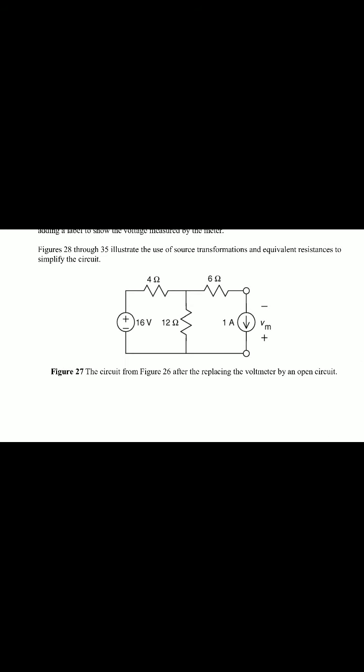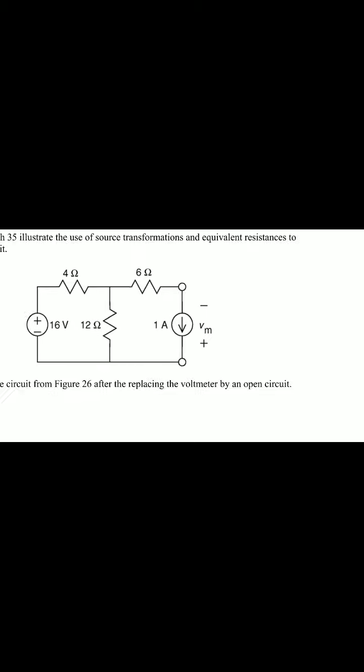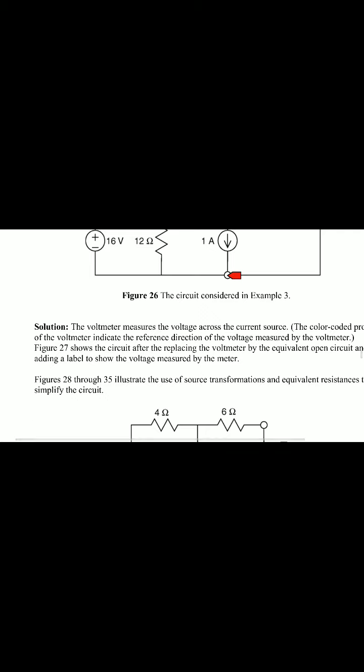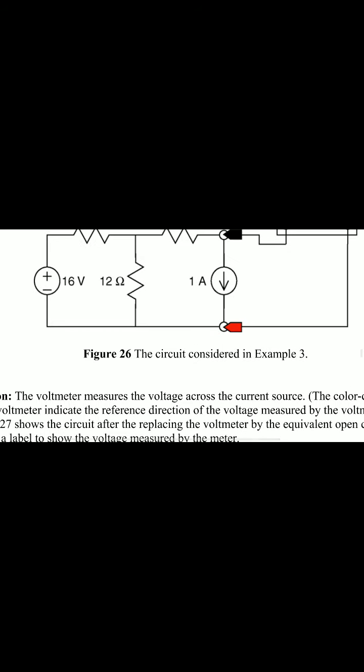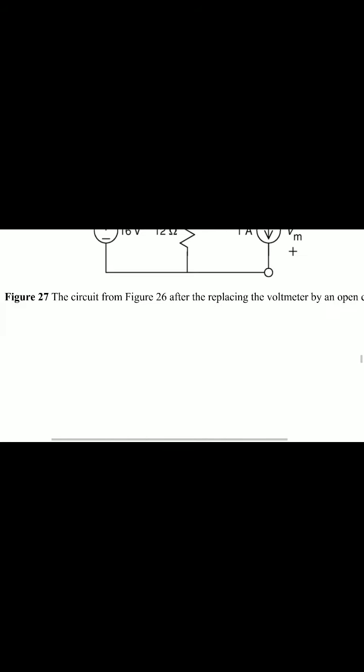Here the circuit from figure 27, the circuit from figure 26, after replacing the voltmeter by an open circuit. Here the minus indicates the black color code and plus indicates the red color code. See here, red is positive and black is negative.